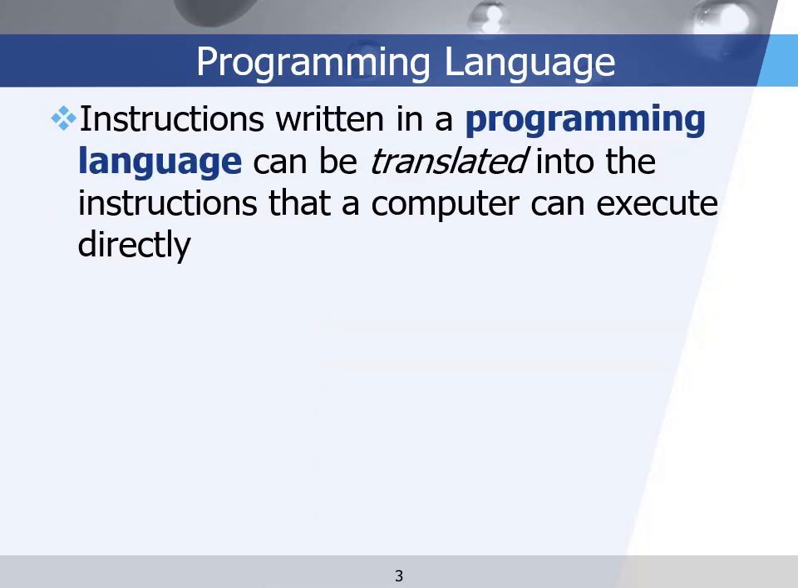So the instructions inside of the program are written in a programming language, and can be translated into the instructions that the computer can understand and execute directly. So translate is an important step. The programming language cannot be directly executed by the computer. It needs to be translated into the machine code, which is binary.